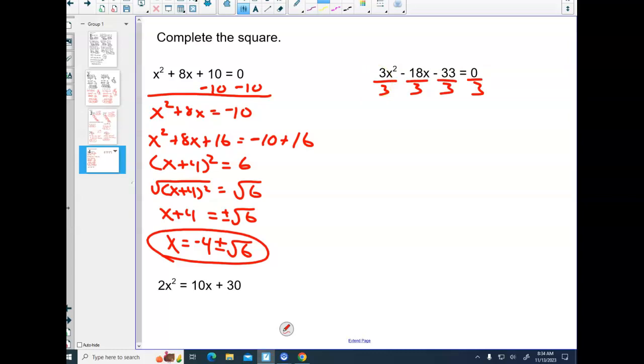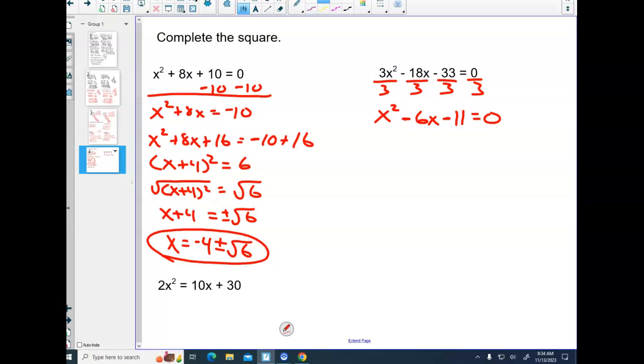Our first step when there's not a 1 in front of our x squared is to take whatever number's in front of x squared and divide every term by it. We've got to get a 1 in front of x squared. So this turns into x squared minus 6x minus 11. From there, we're doing what we literally did on the last problem. Everything else is the same.